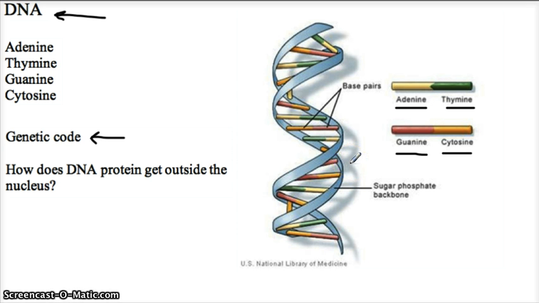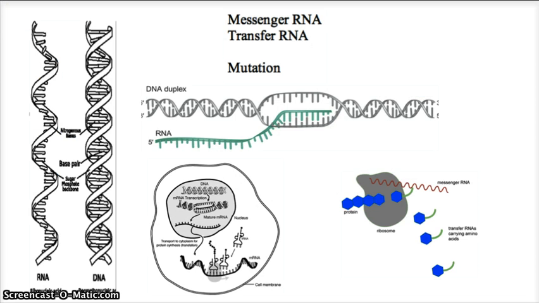So the chromosomes are inside the nucleus. The question is, how does the DNA protein get outside the nucleus? Well, the answer is going to be here. It's going to be RNA. We have 2 different kinds of RNA. RNA takes it from the nucleus to outside the nucleus.